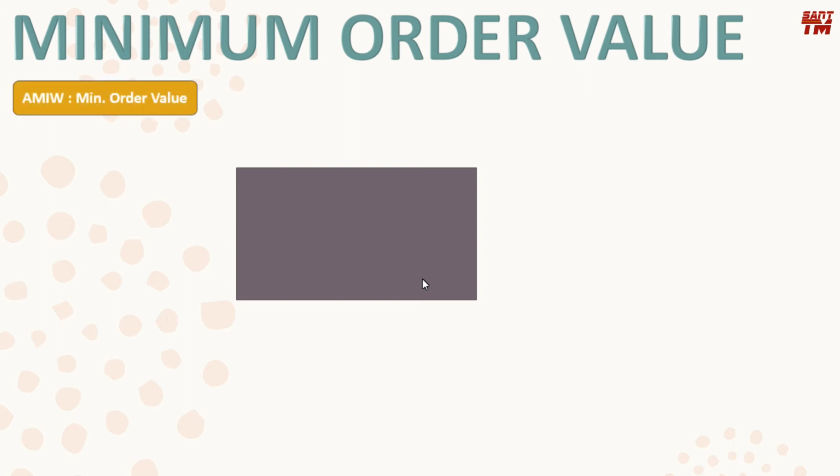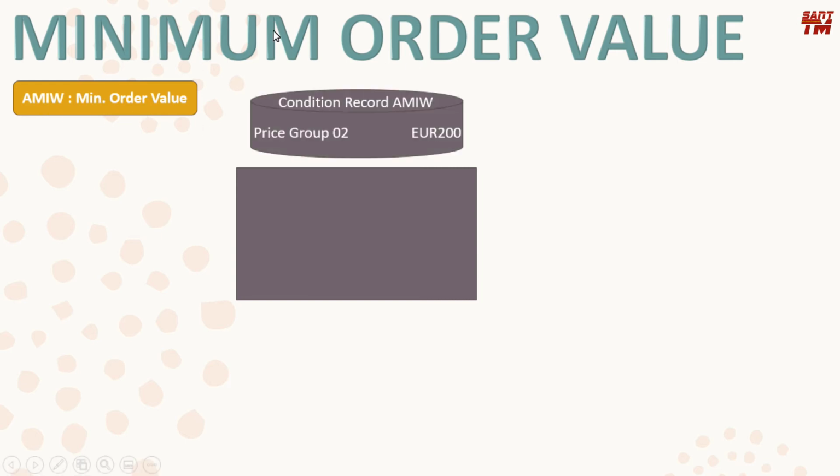Let us see. The condition type associated with minimum order value is AMIW. The condition record of AMIW says that AMIW will use price group 02 where the minimum order value would be of euro 200. That means any customer that has come to this organization and the pricing is being calculated as pricing group 02, then AMIW will say that minimum order value of euro 200 is required for that customer.